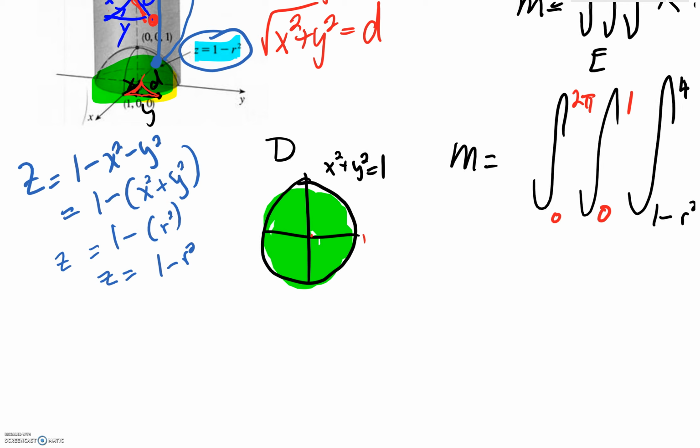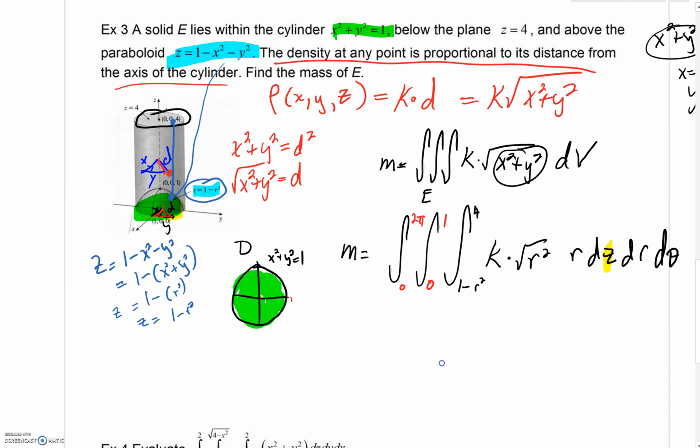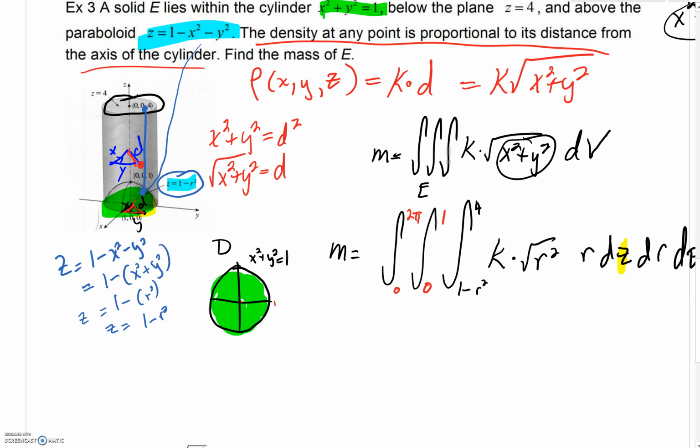Multivariable calculus, 15.8. We're on cylindrical coordinates. You can see we were working on example 3, and we were setting this up.